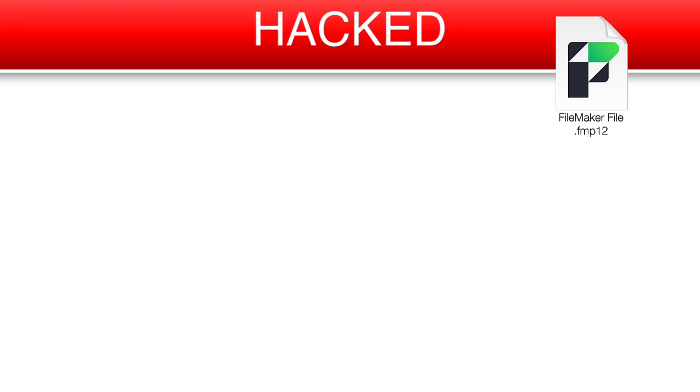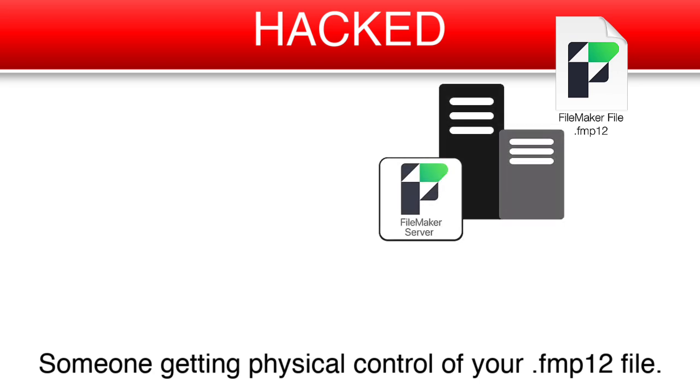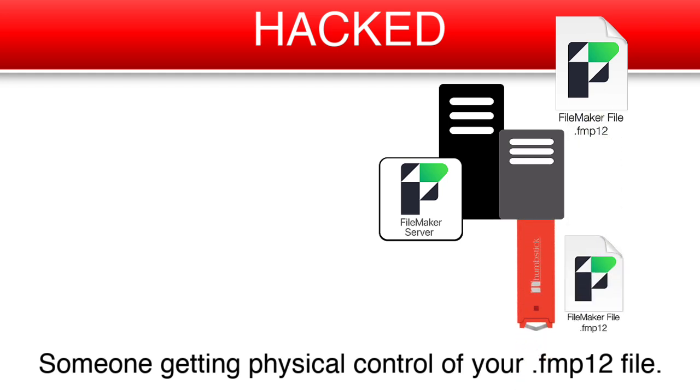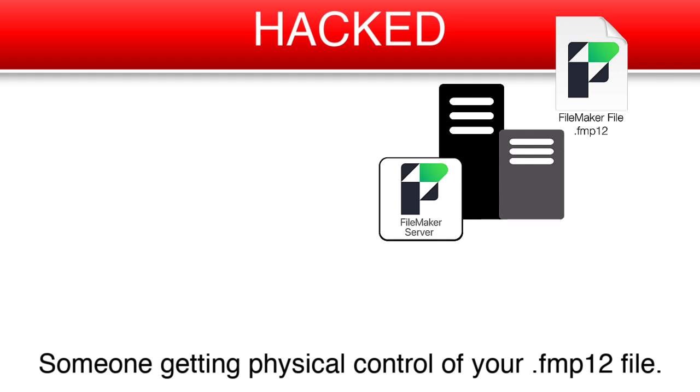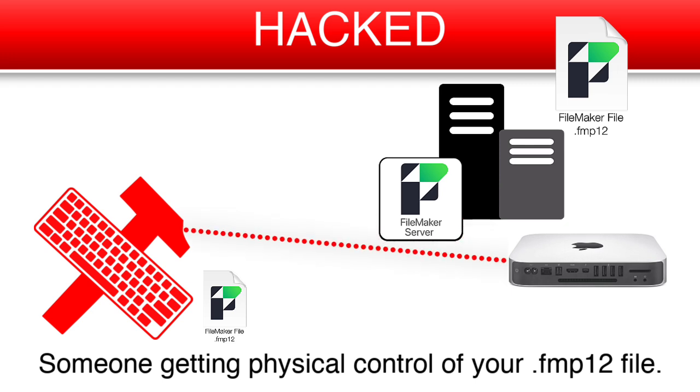So first off, this conversation is completely about someone getting physical control of your FMP12 file. That means they went into your server, or they went onto your computer, they put in a thumb drive, they copied the FMP12 file to your thumb drive, and they left. Or somehow they got remote access to your server, and they copied the file off. Or they got access to a backup disk somewhere that you left laying around. Something happened like that. But they're not accessing an online copy.